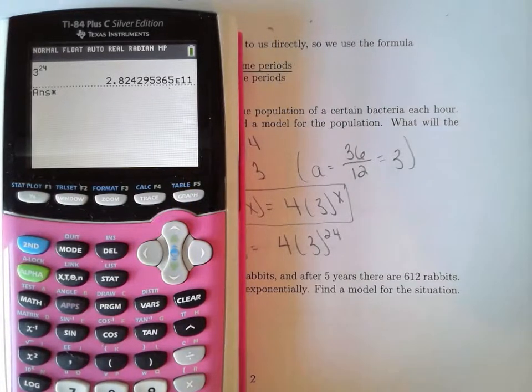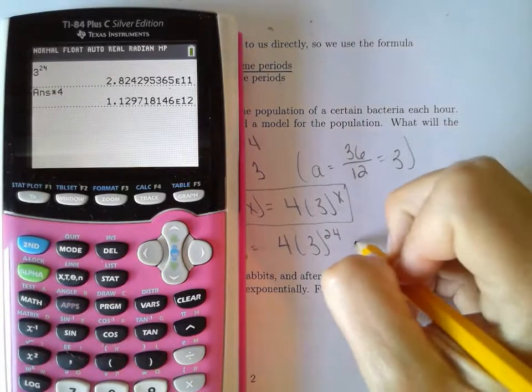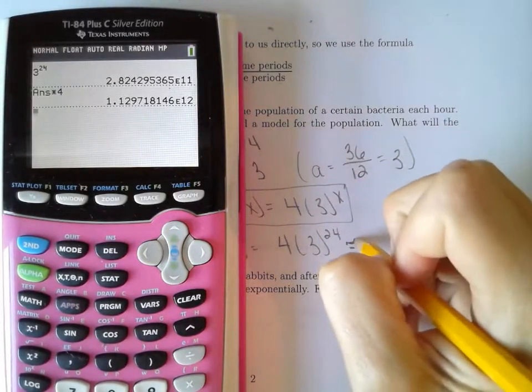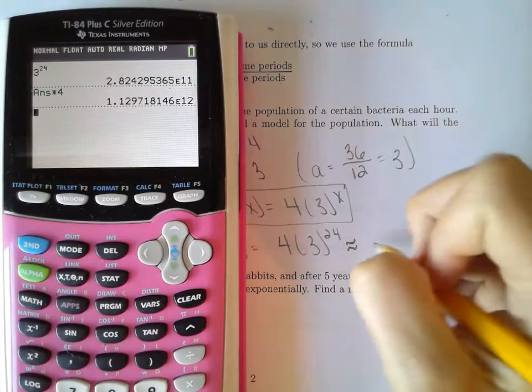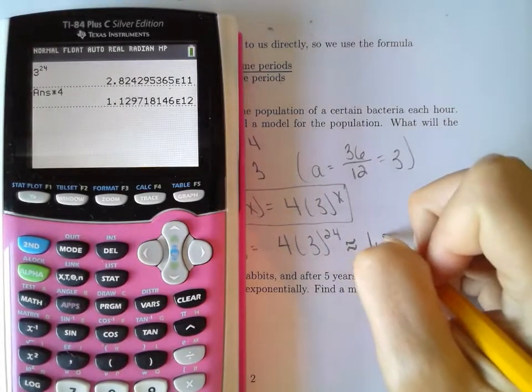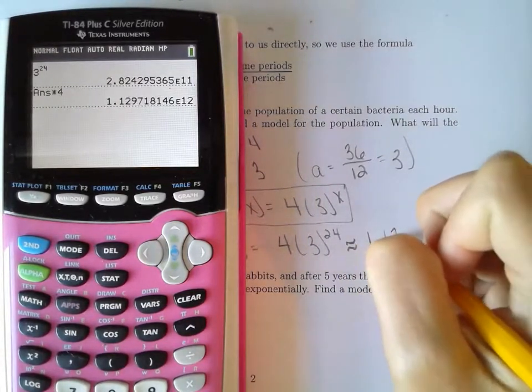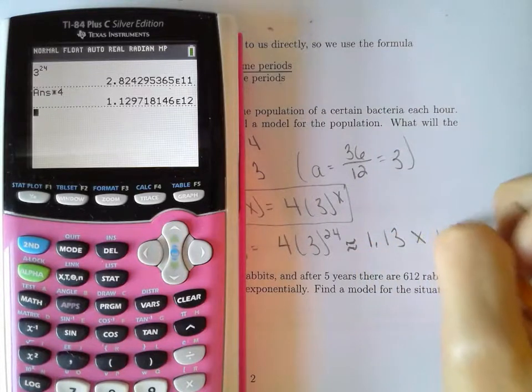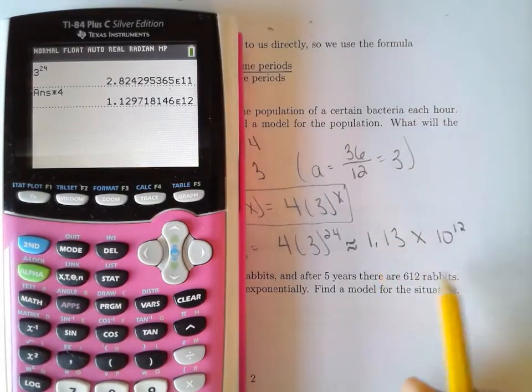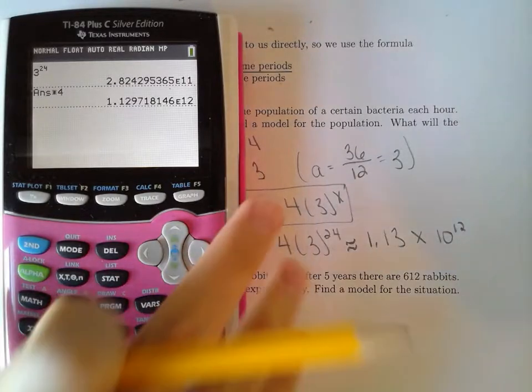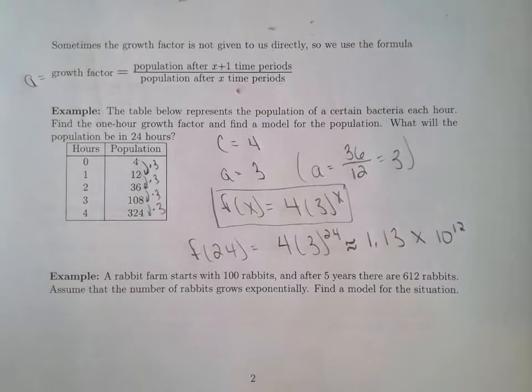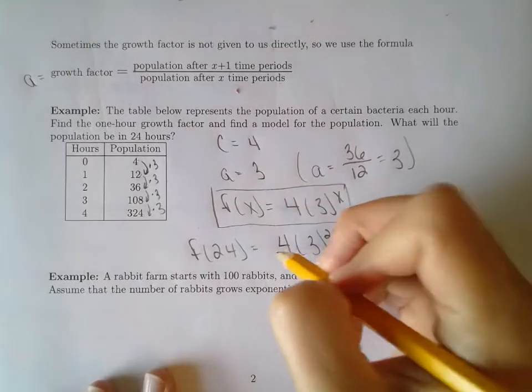Now we have to multiply by 4. I'm going to put approximately here. Let's do 13 times 10 to the 12th. So take this decimal and move it over 12 times. That is a lot of bacteria.